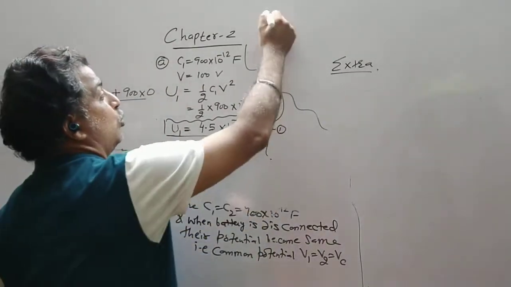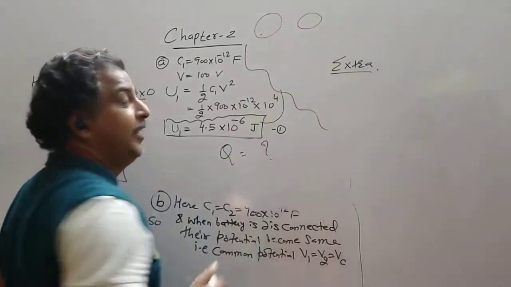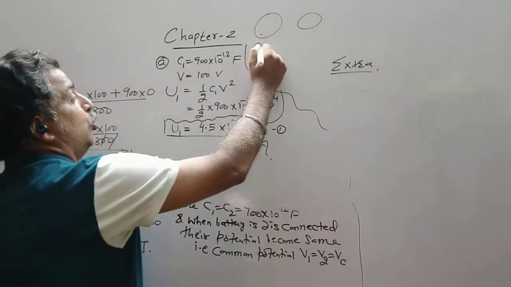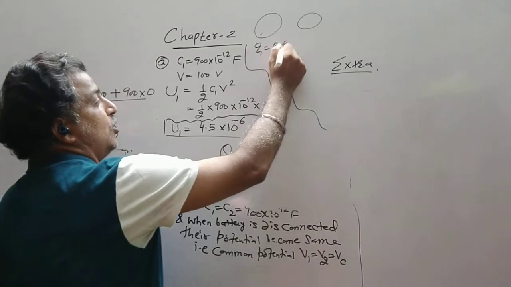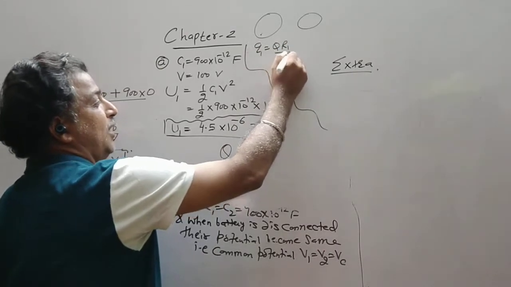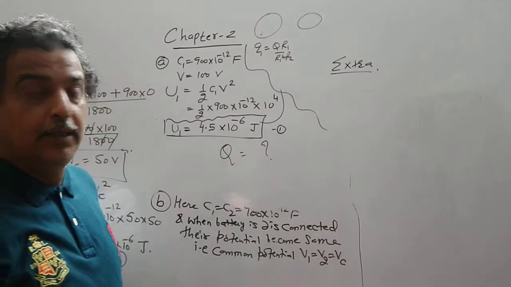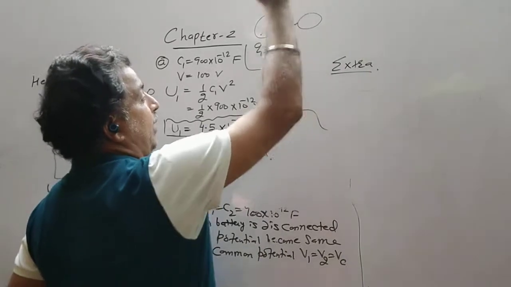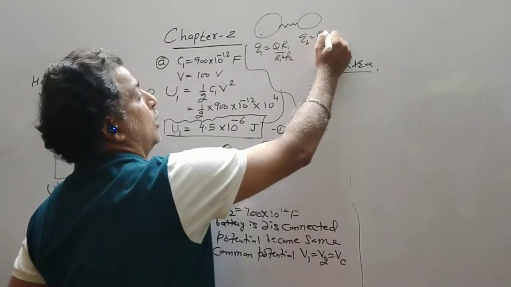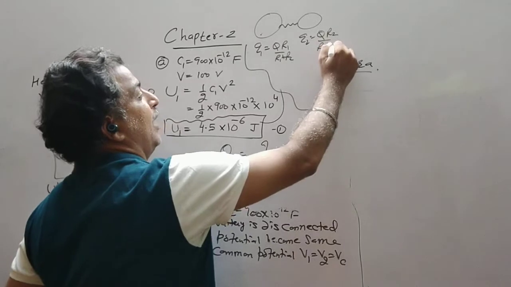What will be the charge on each capacitor when they are connected with each other? We have found for the two spheres, if the two spheres have different radius, how we found Q1 is equal to total charge into its own radius divided by total radius. Like this you have to remember when they were connected with a wire. So Q2 is equal to total charge into its own radius divided by total radius.